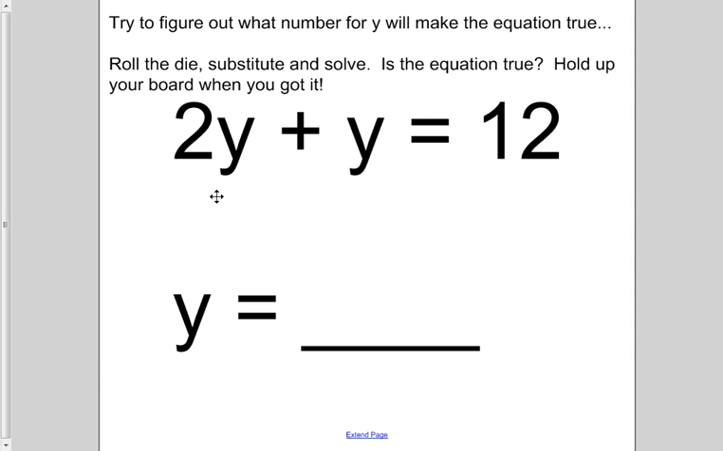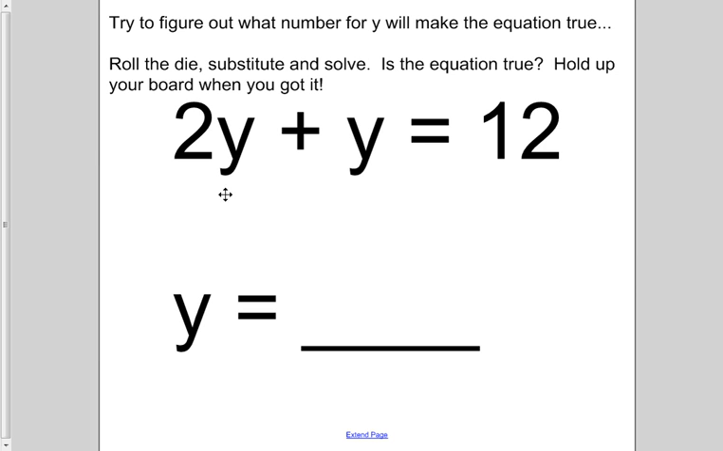I'll do this first one with you. I'm just going to try something. I'm going to try a 2 and see what happens. Well, 2 times 2, that's going to be equal to 4. Plus y again, so plus 2, that equals 6. So that is clearly not large enough. So y is going to need to be something that's bigger than 2.